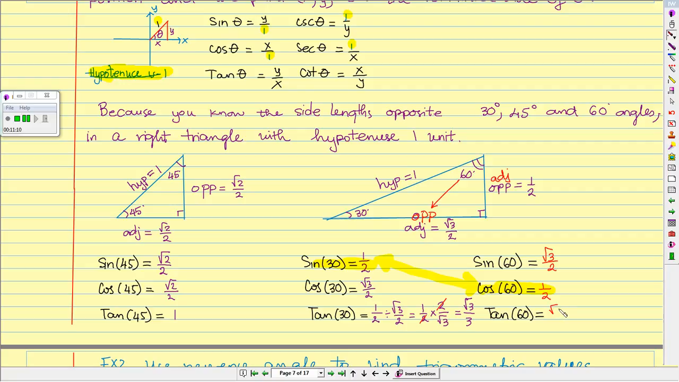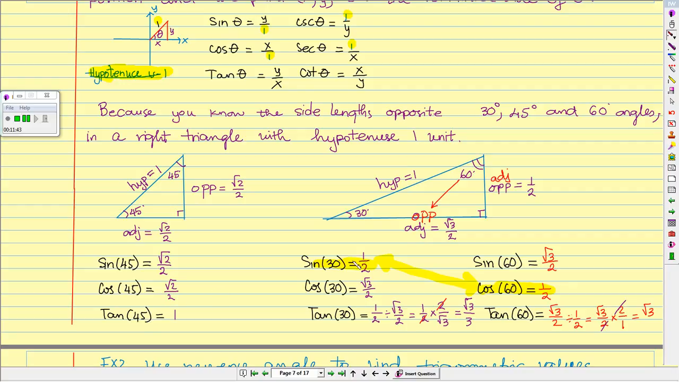Tangent of 60 degrees is opposite divided by adjacent, so it's square root of 3 over 2 divided by 1/2. When you divide two fractions, again you have to do a little more work to simplify. You keep the first fraction the same, multiply by the reciprocal of the second fraction, and simplify as much as you can. In this case the 2 is gone, so I get square root of 3. If you have a square root in your numerator, you don't have to rationalize the denominator. You stop.